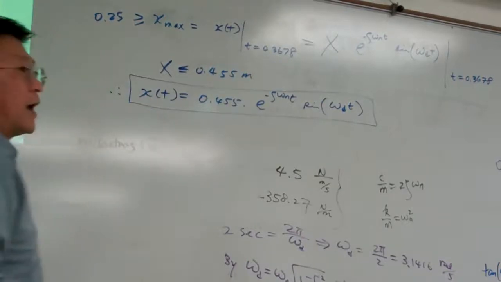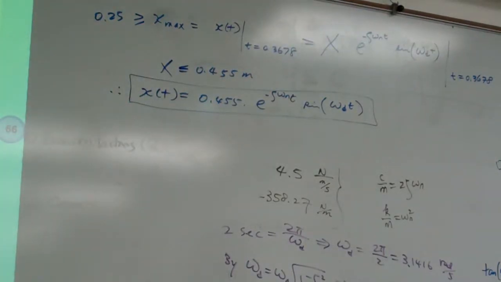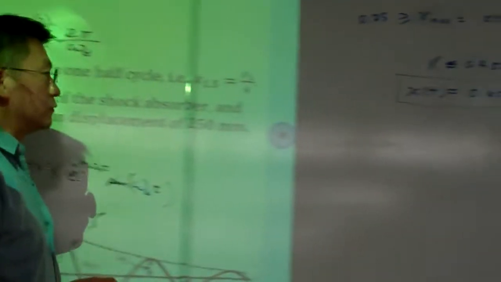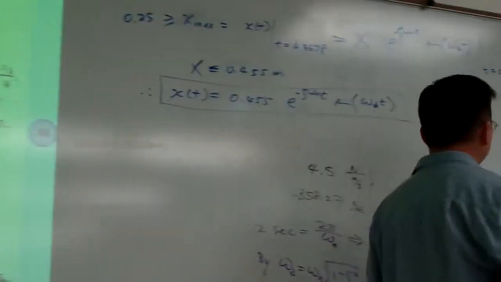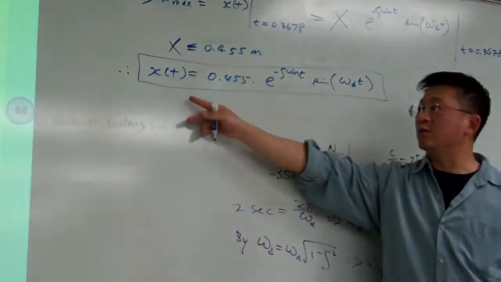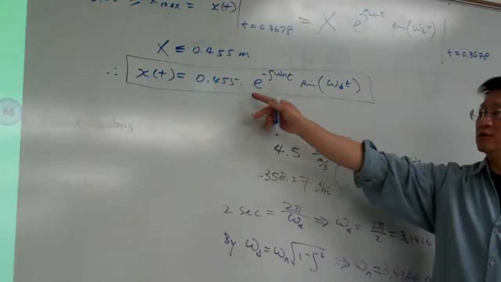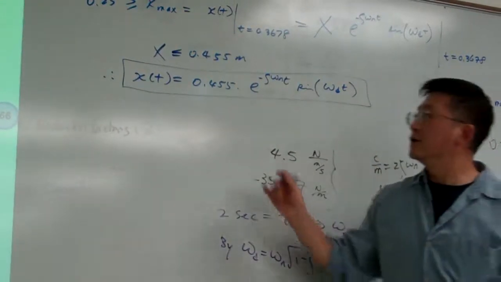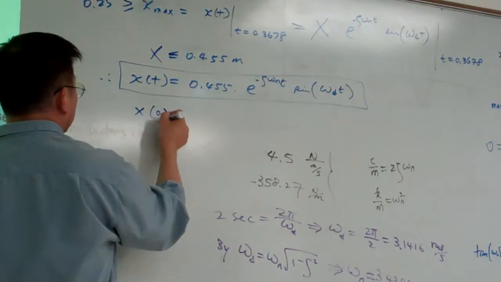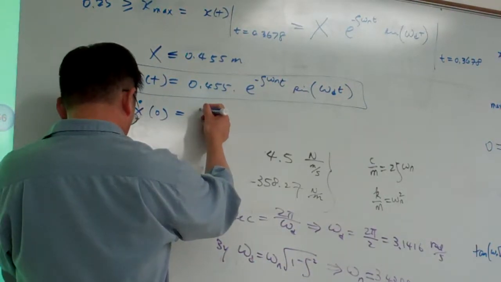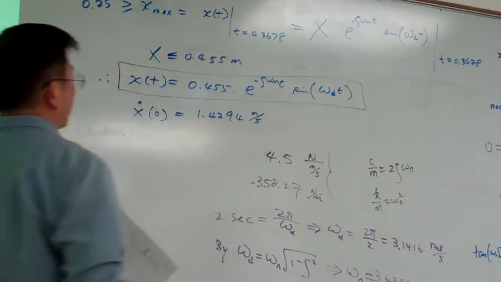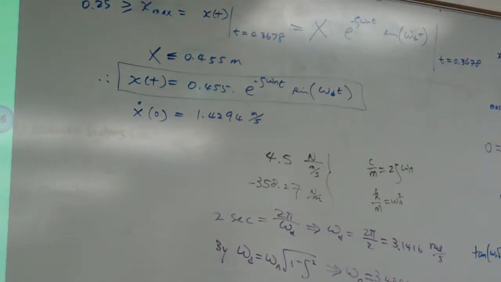And if you want to calculate the initial velocity, you simply take the derivative, or you simply take, I erased it. You simply from here take a derivative one more time and get t equal to 0, then you will get the initial velocity. So basically here with this information, x0 dot will be equal to 1.4294 meter per second. That is our final answer.